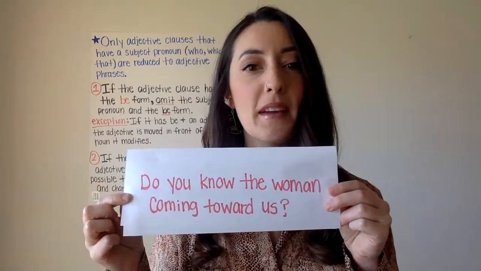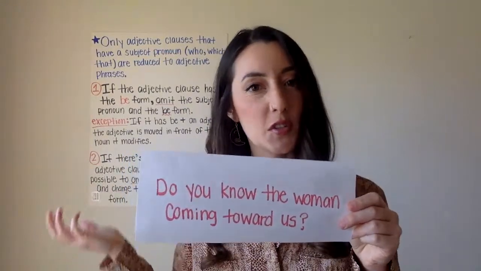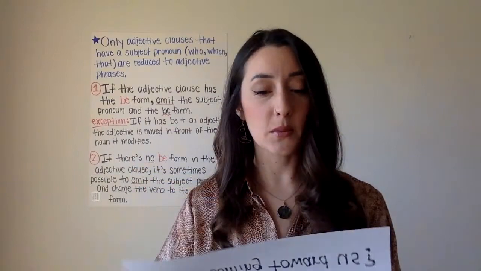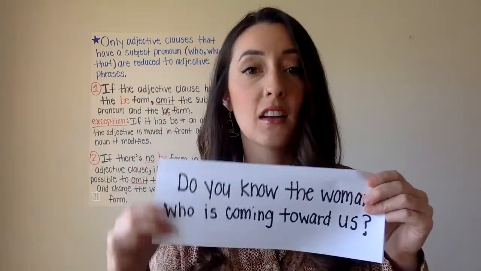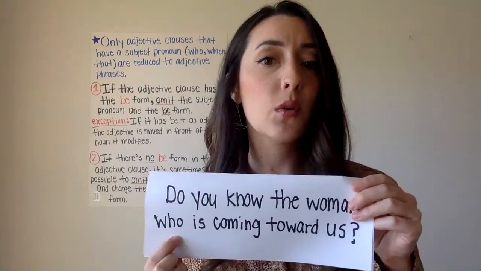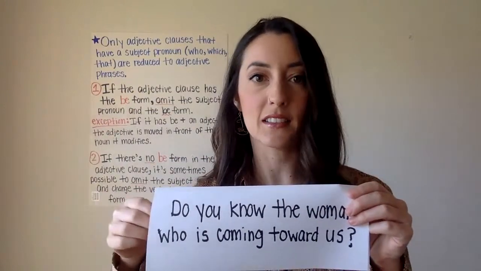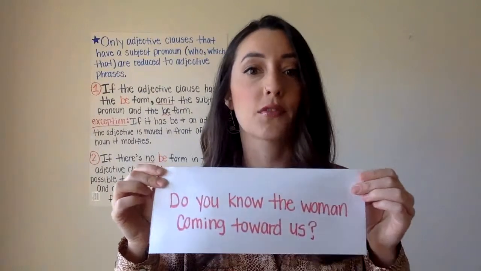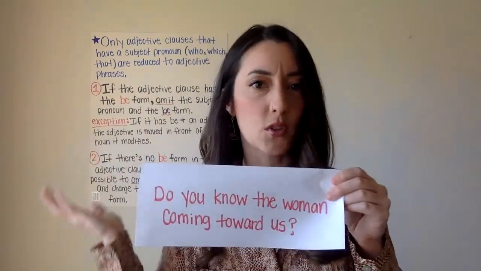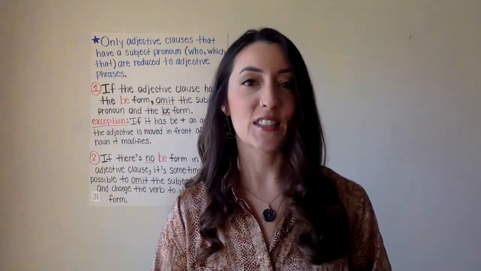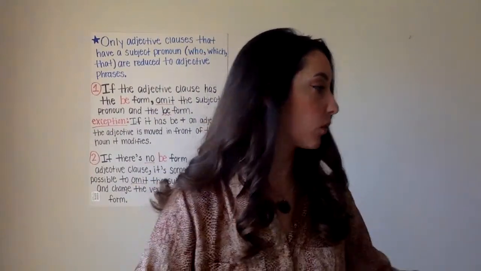Do you know the woman coming toward us? So what did we take away? We took away the subject pronoun who and the form of the verb be. Who is, we delete it. And now we are left with our phrase. Do you know the woman coming toward us? And it means the same thing. Very good. All right, let's do one more of these, and then we'll go over rule number 2.